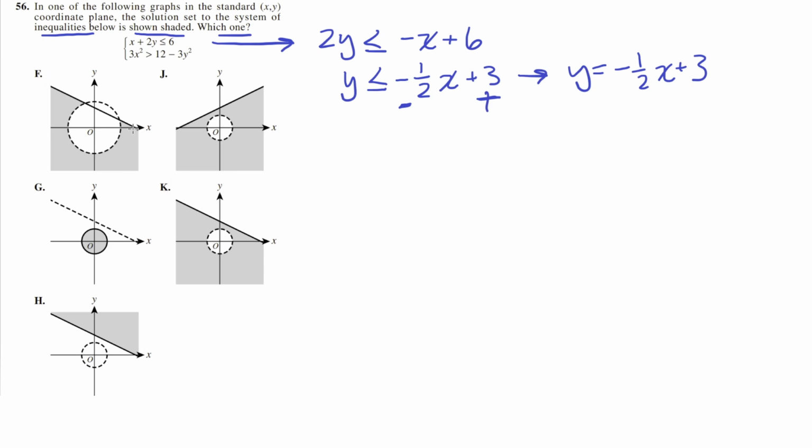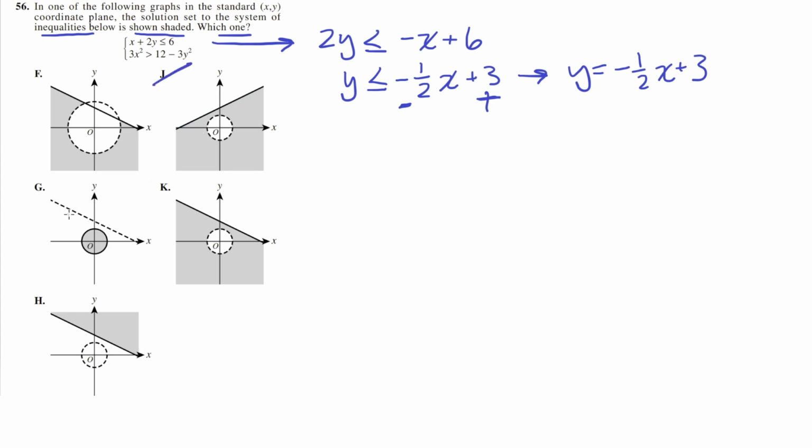This graph shows a negative slope and a positive y-intercept, so this could be correct. And the region below the graph is shaded. But let's look at J. Here we show a line with a positive slope, but that's incorrect because we have a negative slope in our inequality. So we could rule out J.